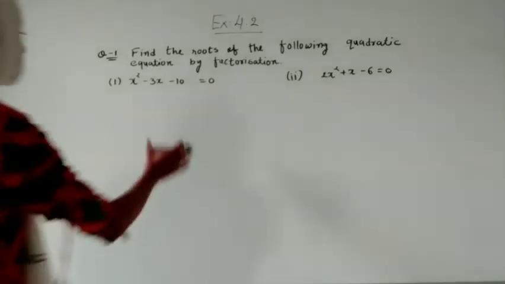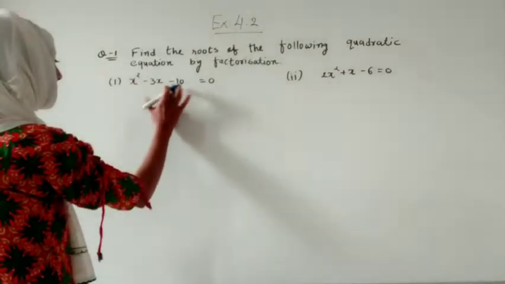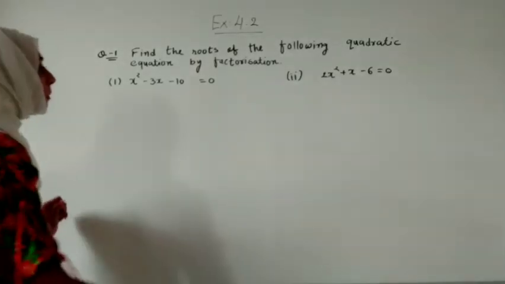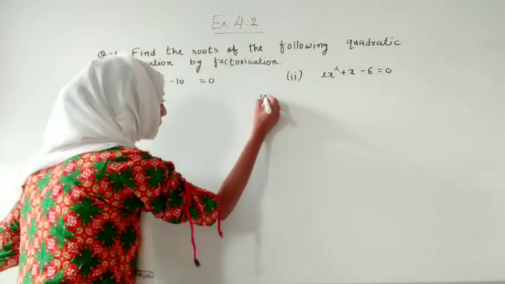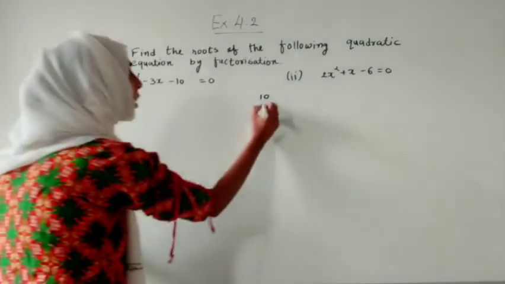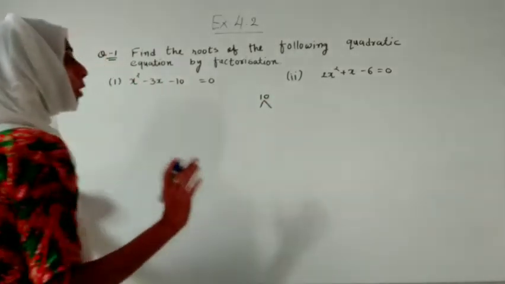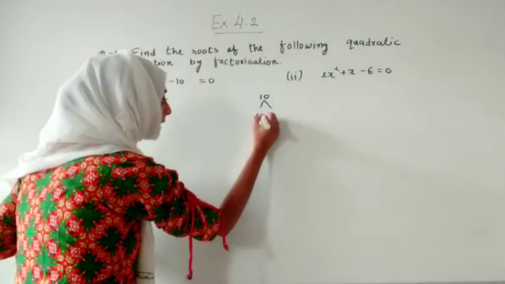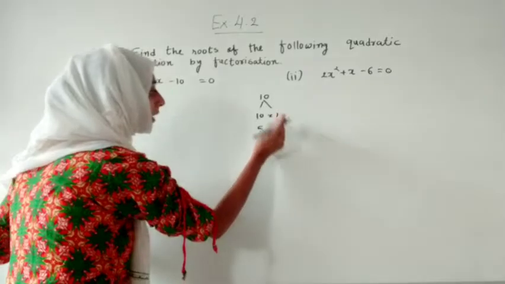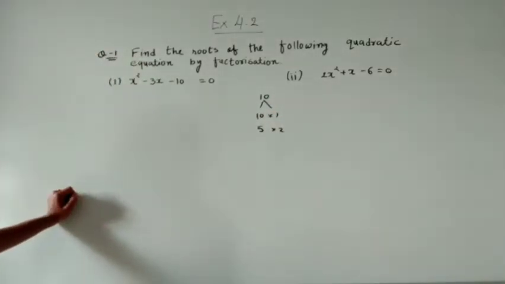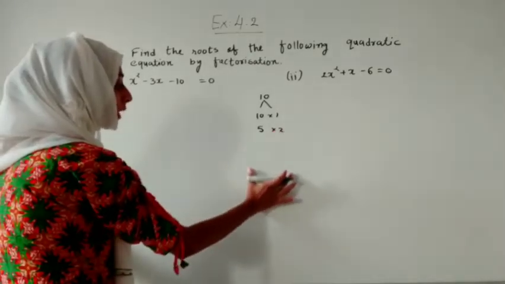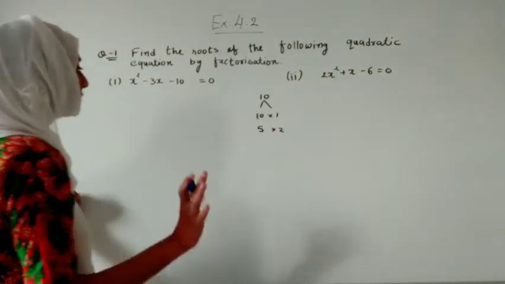So let us solve this first question, that is x square minus 3x minus 10 equals 0. प्रोसेस क्या है वो मैं पहले से बता देती हूँ. We have the number 10: 10 ones are 10. We have to take out factors of it. Possible factors of 10 will be 10 ones are 10 and another will be 5 twos are 10. These are the possible factors. As much as possible we have to take out factors of it. That is the first thing.